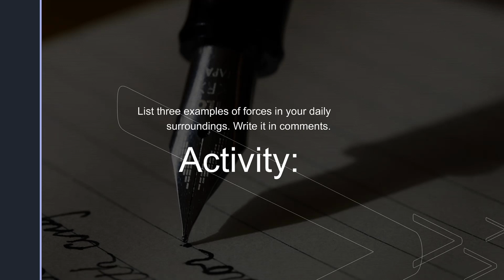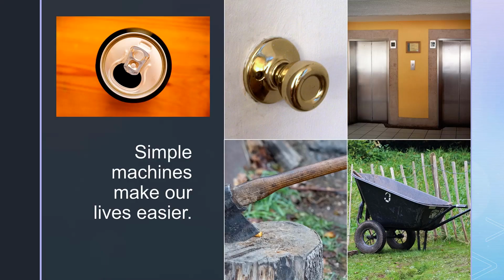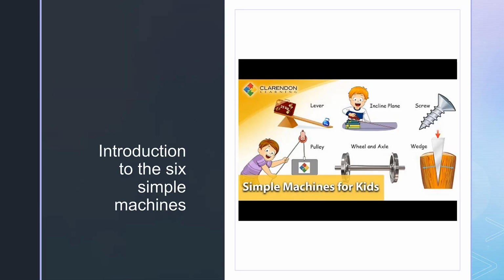All right, so here's the activity. You are going to list 3 examples of forces in your daily surroundings. You can write it in the comments below, but this question is also going to show up in a Google form at the end of this video, which is what your assignment is going to be. Simple machines overall make our lives easier. That's the whole point of a simple machine. It's just to make your job easier.